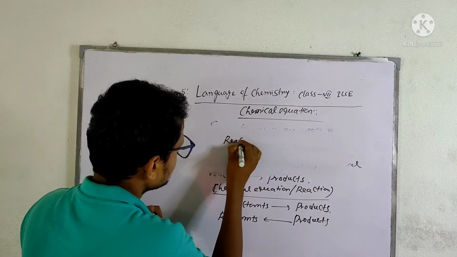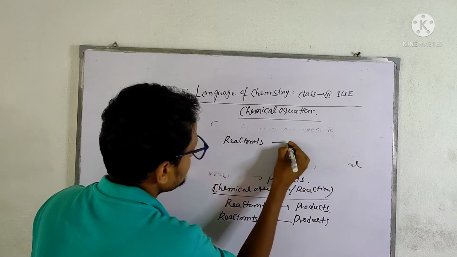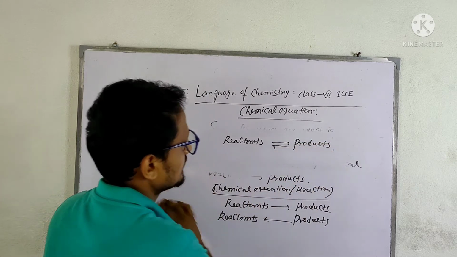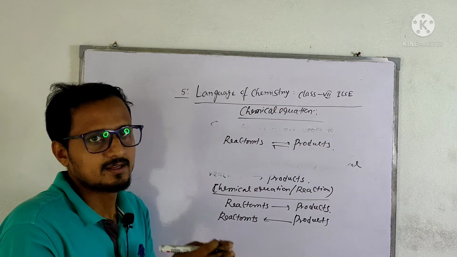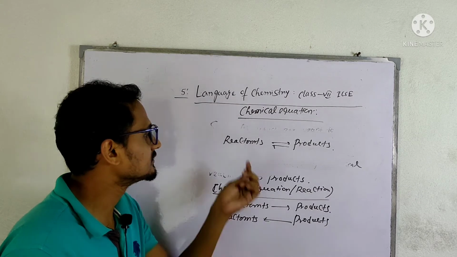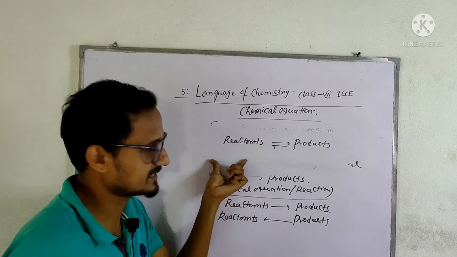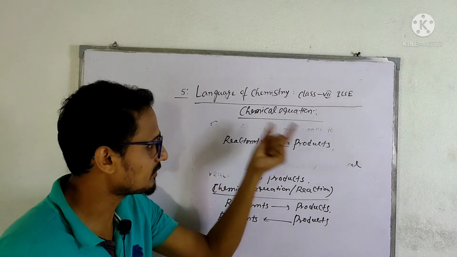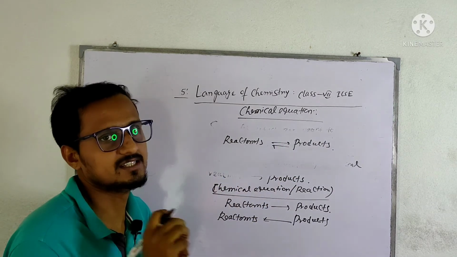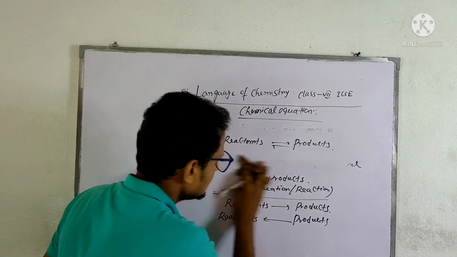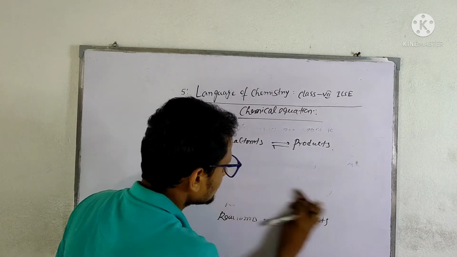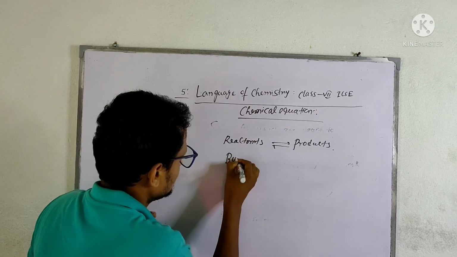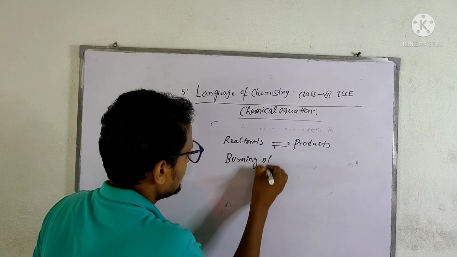Reactants to products. Now in a chemical equation we have to write the formula of the reactants and the formula of the products. That is called a chemical equation. Say I am telling about the burning of carbon.